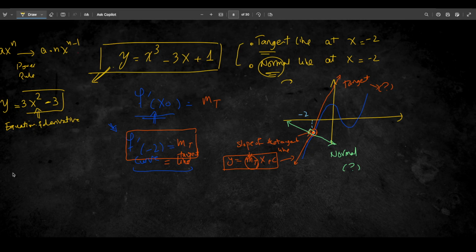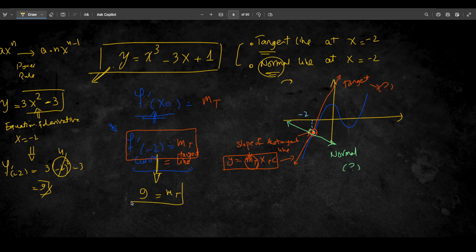Equation of the derivative. Okay, now which point are we talking about? X is minus 2. So f prime of minus 2 equals 3 times minus 2 to the power of 2 minus 3. Minus 2 to the power of 2 is 4. 3 times 4 is 12. 12 minus 3 is 9. So what does it mean? In this equation, you can say 9 equals the slope of the tangent line.